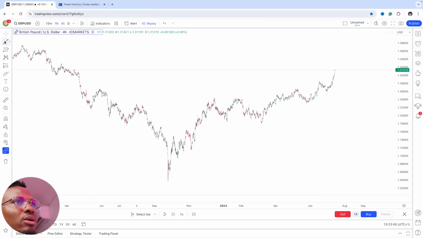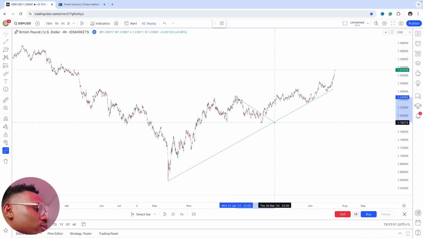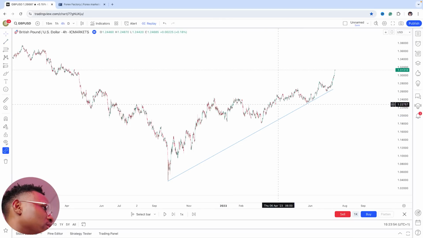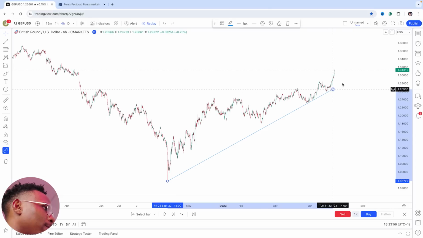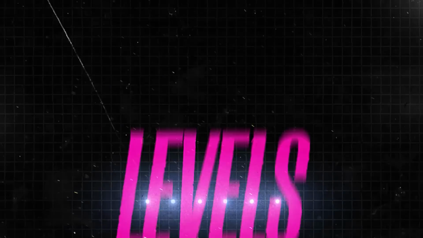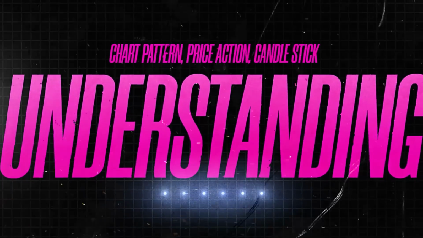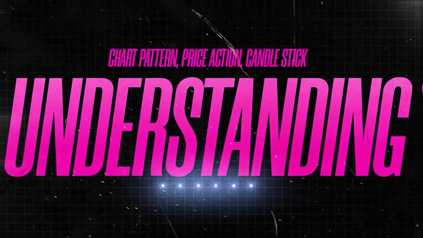Okay, just delete that. That was a mistake. So the first thing you can see, trend line right here. There are 3 basic concepts that I never leave out of my analysis. Number 1, trend line. Number 2, levels based on psychological levels. And number 3, understanding of chart patterns, my price action, candlestick understanding. Those are my 3 key things.